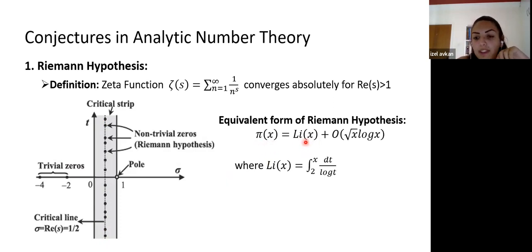It is the Gauss approximation for it. And this equation says that the Riemann hypothesis is equivalent to saying that the error term in the Gauss approximation is bounded by the square root of x times the logarithm of x. So if we prove the Riemann hypothesis is true, then this will be the case, or vice versa. So why is it important to prove the Riemann hypothesis?